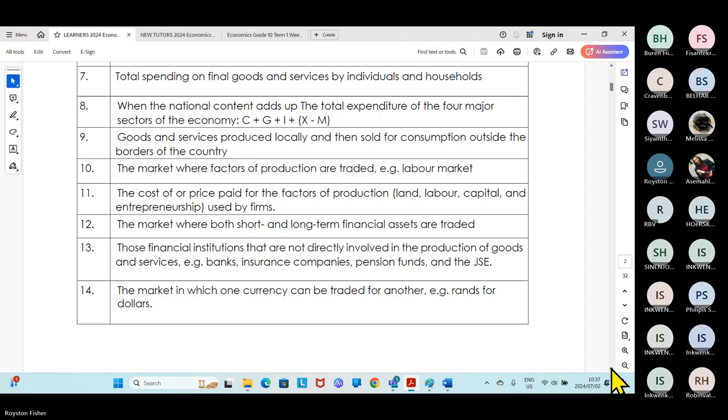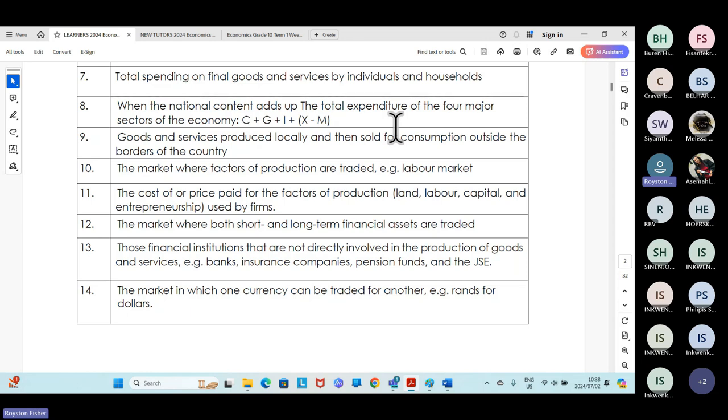Number eight, when the national income adds up to the total expenditure for the four major sectors, and here we've got C plus G plus I plus X minus M. Remember, C is your consumption, G is your government expenditure, I is your investment, and then X minus M is your net exports and imports. Then that is known as your expenditure method. And remember, I said previously when we were dealing with concept number three, that we have three methods to calculate GDP: our income, production, and expenditure method. And to derive our GDP, we need to make use of these variables in order to work out the GDP for the country.